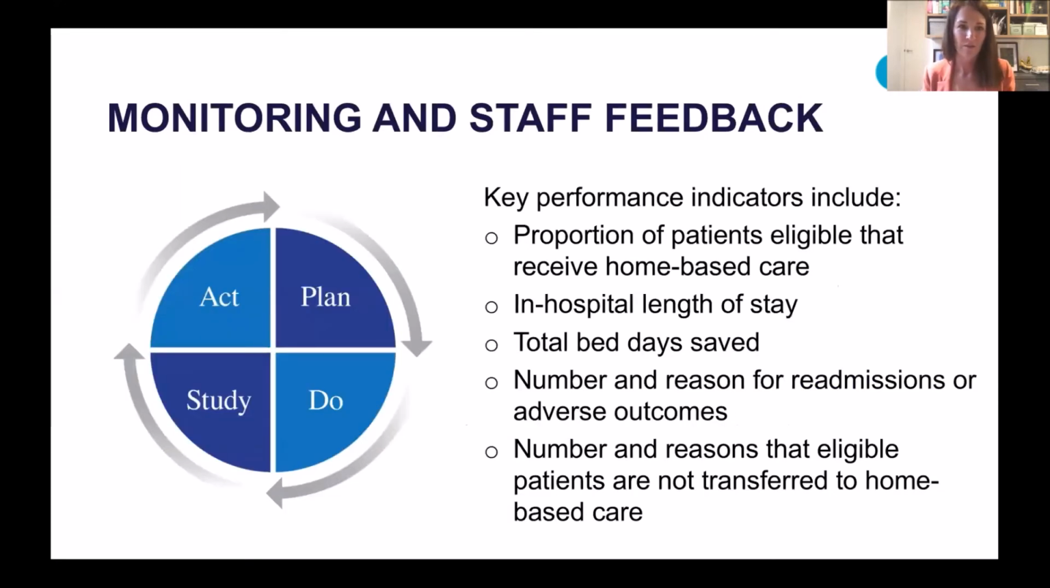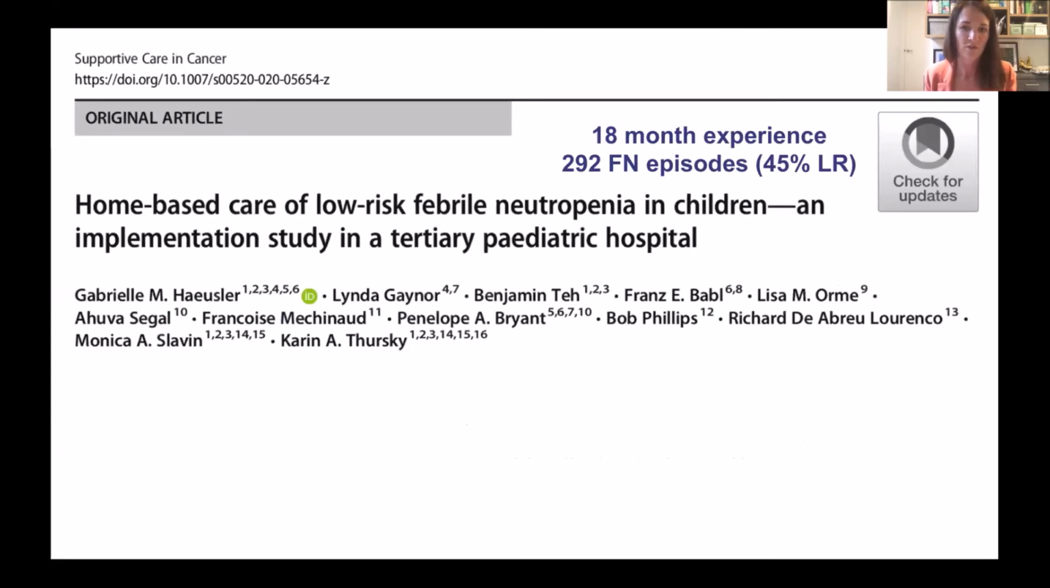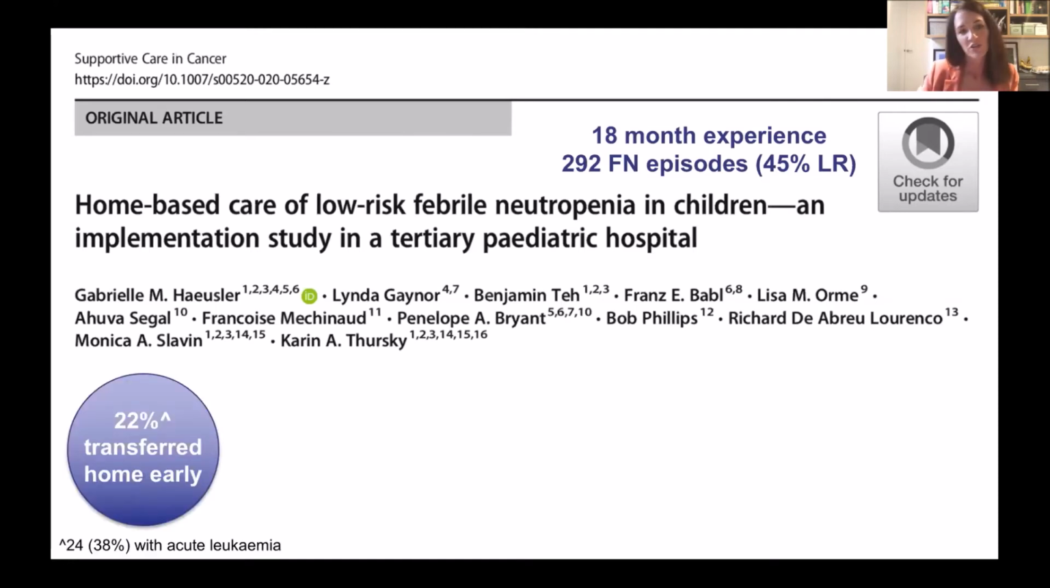Monitoring and staff feedback of any program is really critical as well, just to keep making sure that you're not missing any adverse events, but really particularly to make sure that there's not eligible patients that are not getting the benefits of early discharge. We've looked at our local data again at the Royal Children's with our 18-month experience after we implemented this program. There were 292 febrile neutropenia ED presentations during that time, of which 45% were low risk. 22% of those patients overall were transferred home early, and notably 38% of those that went home had an acute leukemia such as ALL or AML.